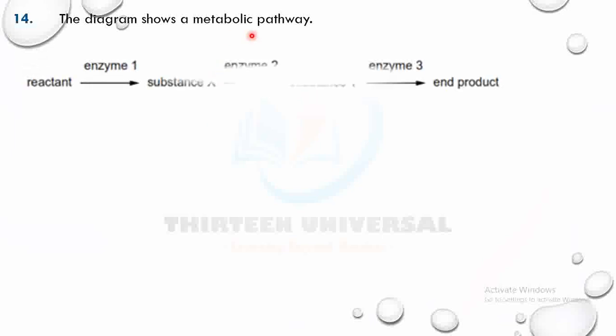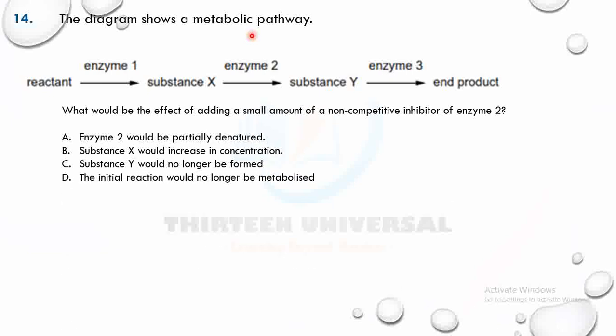Let's see the metabolic pathway. They ask what will be the effect of adding a small amount of a non-competitive inhibitor of enzyme 2? So pause the video and try to solve the question. Pause it. Let's see what you can do.